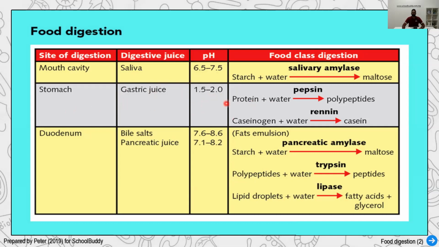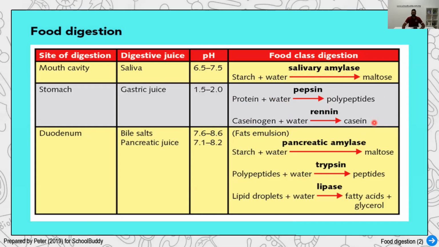At this level, we can see protein and also caseinogen. Caseinogen is present in milk most of the time, so babies will have most of the caseinogen in their stomach. Protein will be broken down into polypeptide by an enzyme called pepsin. Pepsin requires an acidic pH in this case. Even polypeptide is not a small molecule yet. It can be broken down into simpler forms, which will happen in the next part. In the case of caseinogen, it will be broken down into something called casein by an enzyme called renin. Mostly this happens in babies because babies take more milk products.